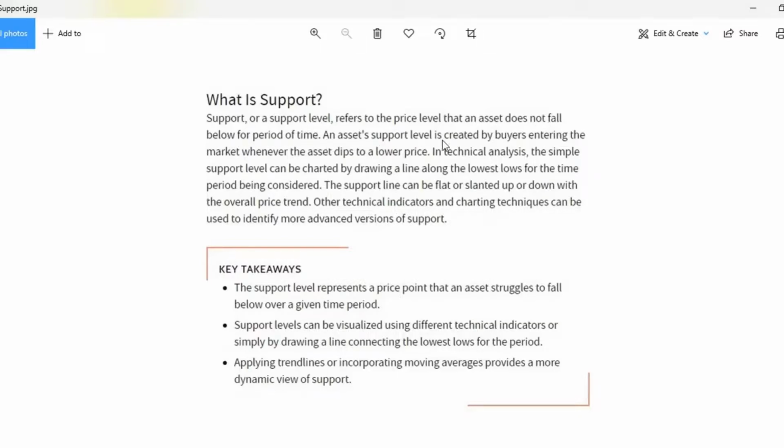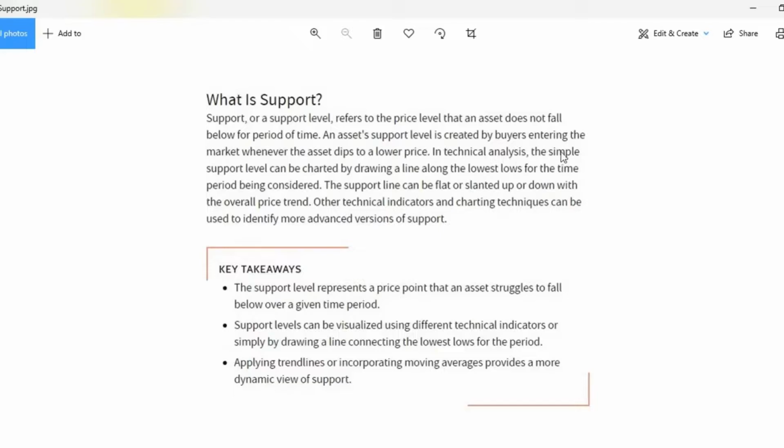An asset's support level is created by buyers entering the market whenever the asset dips to a lower price. Basically, whenever any stock or market goes significantly lower than its current price, or let's say it becomes undervalued, at that point people start buying in, and as soon as people start buying in, it creates a form of support. And once a support is formed, the previous support level will also act as a support level for upcoming days or months to come.